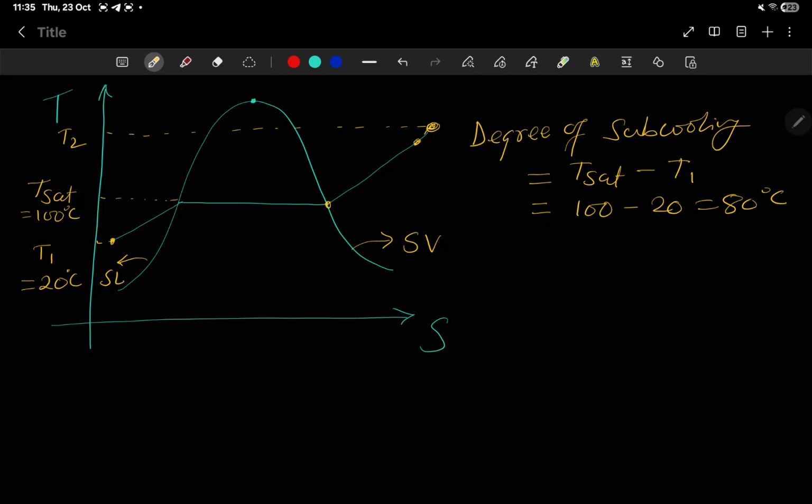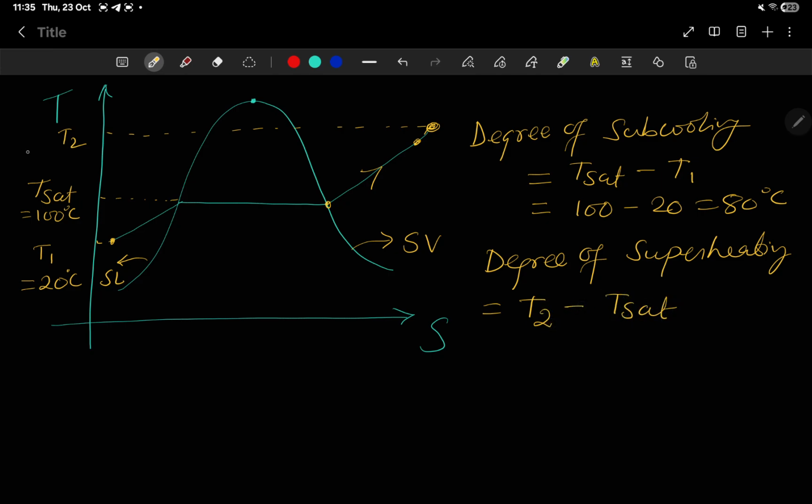Now, for this region we will get the degree of superheating. This will be T2 minus T saturation. Let's take T2 as 200 degrees Celsius. So this will be 200 minus 100 equals 100 degrees Celsius, right? These are some important concepts.